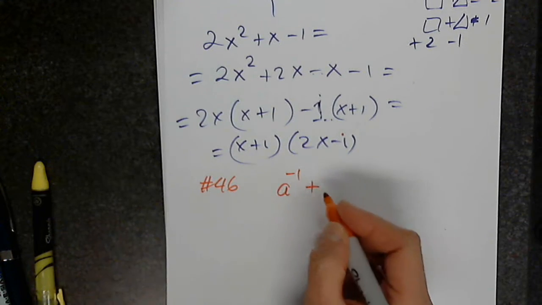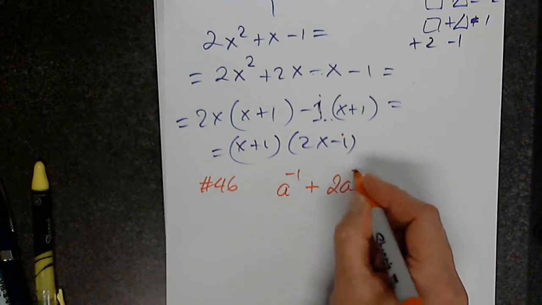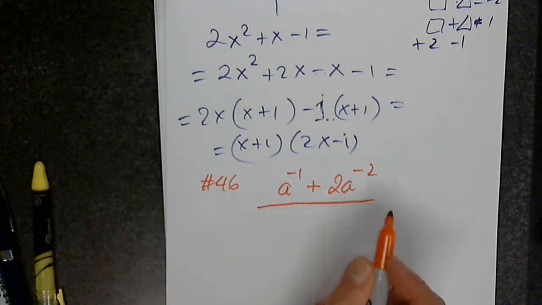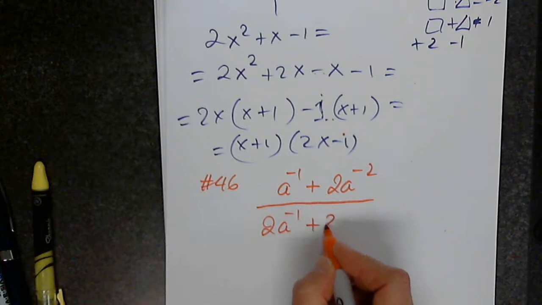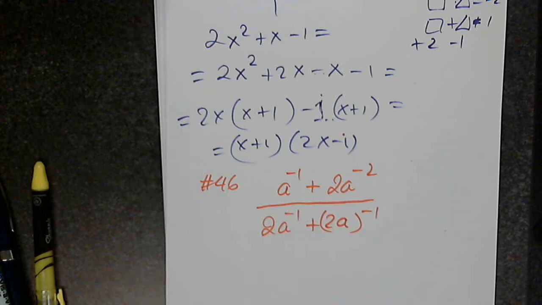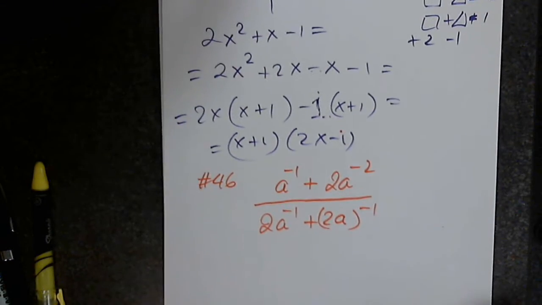a to the negative 1 plus 2a to the negative 2, over 2a to the negative 1 plus 2a to the negative 1. So I know you're happy as soon as I said we'll stop, but this will take 15 minutes. Okay, we'll make it. The exponents.